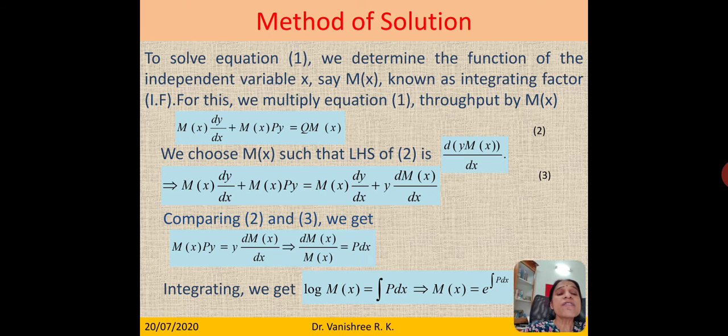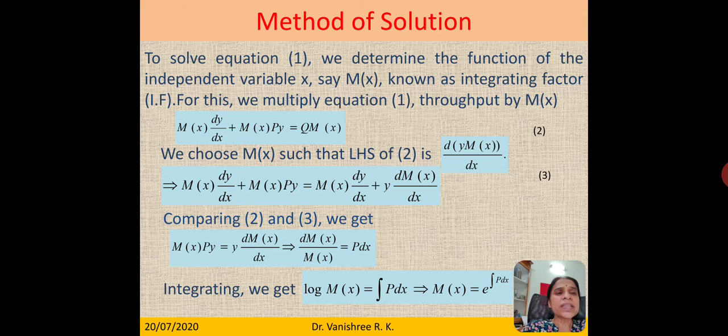Now you need to choose m of x in such a way that the LHS of equation 2 is considered. We call this equation 2, after multiplying equation 1 by m of x. Once we find equation 2, we need to see to it that m of x is such that the LHS of equation 2 is nothing but the derivative of y into m of x with respect to x. This is one thing that we have to take care of. Only then is it easy for us to get our integrating factor.